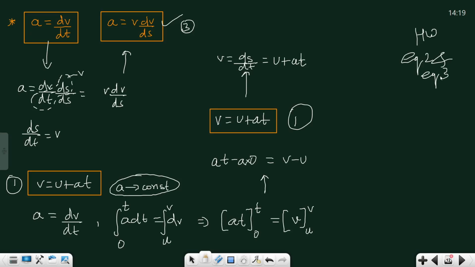सर इक्वेशन 1 का डेरिवेशन एक बार समझा दोगे फिर से प्लीज. Note down a is equal to dv by dt. So a dt is equal to dv. Integrate both of them. So dt will become t and dv will become v. You will put the limits 0 to t and u to v. So when you put the value final minus initial, it will become at minus a into 0, that is equal to v minus u. When you rearrange this term, you will get v is equal to u plus at.